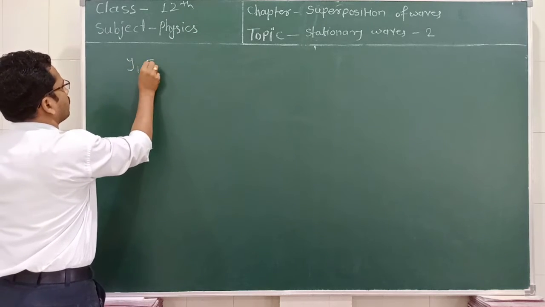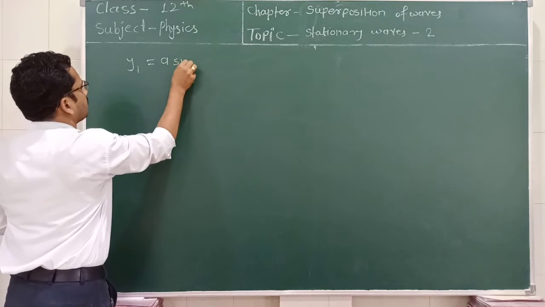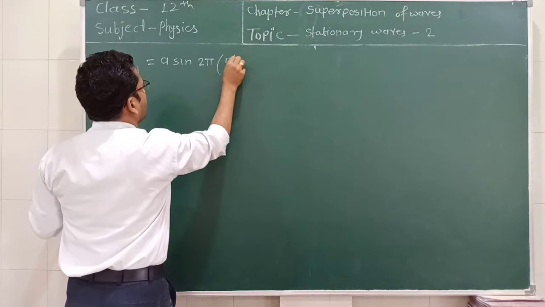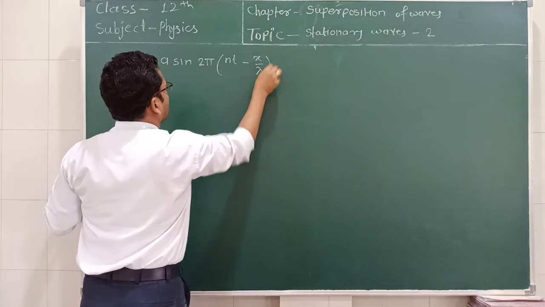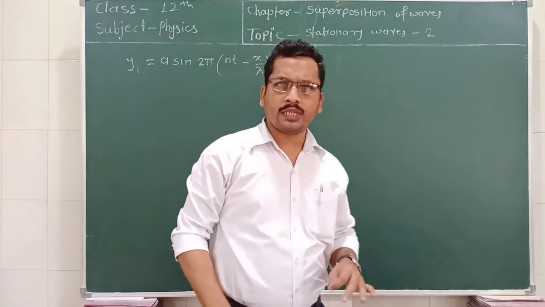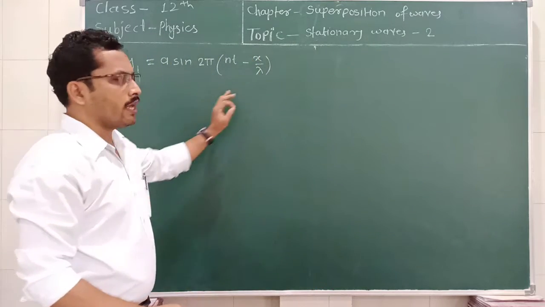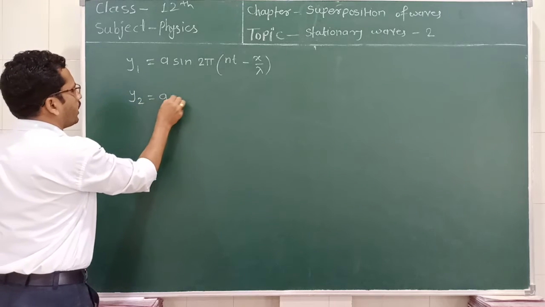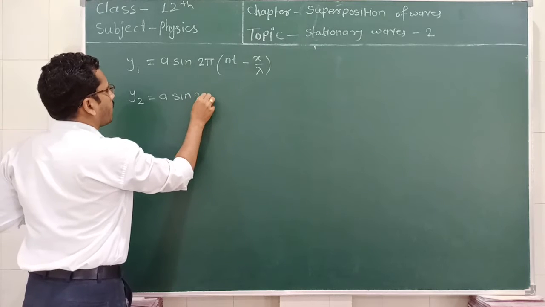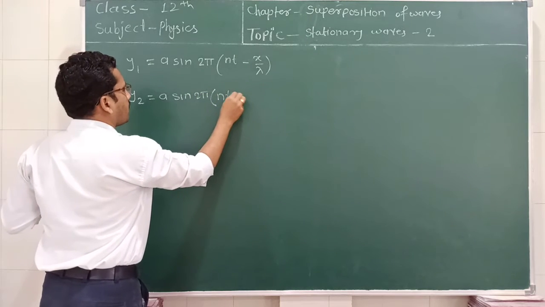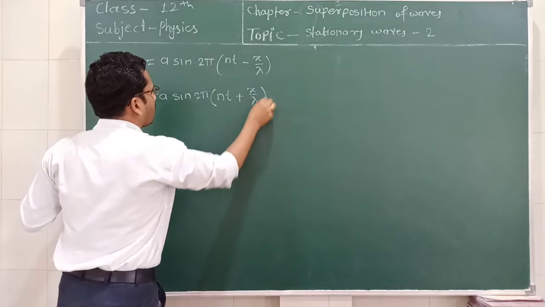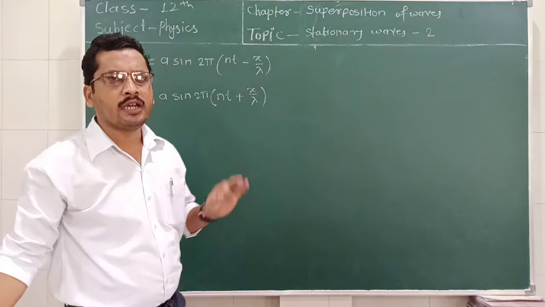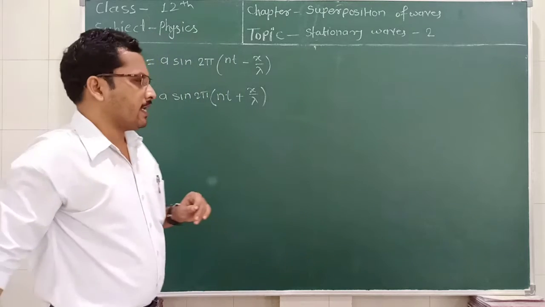there are two waves, y1 is equal to a sin 2π(nt − x/λ). This is the equation of a progressive wave which is traveling in the positive direction of the x-axis, and similarly y2 is equal to a sin 2π(nt + x/λ). This is the second equation of the progressive wave which is traveling in the negative direction of the x-axis.